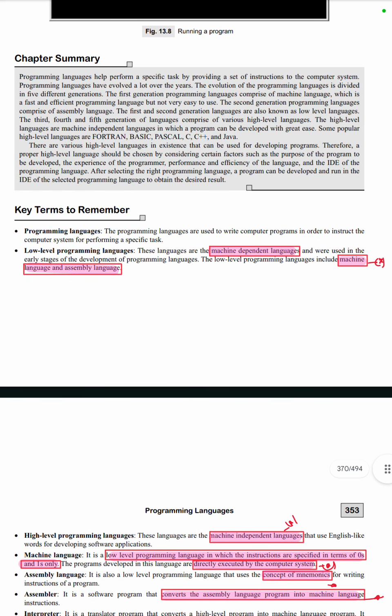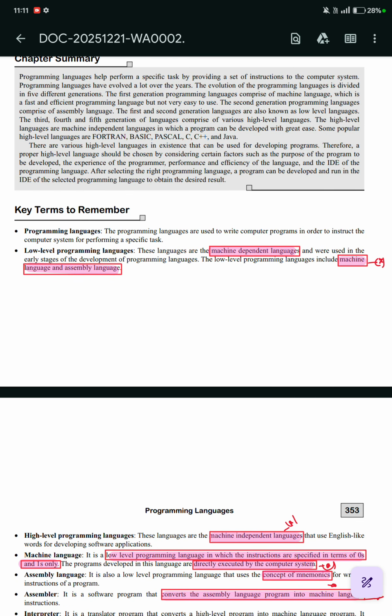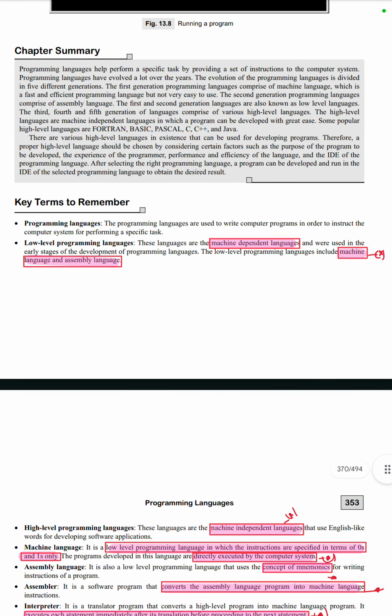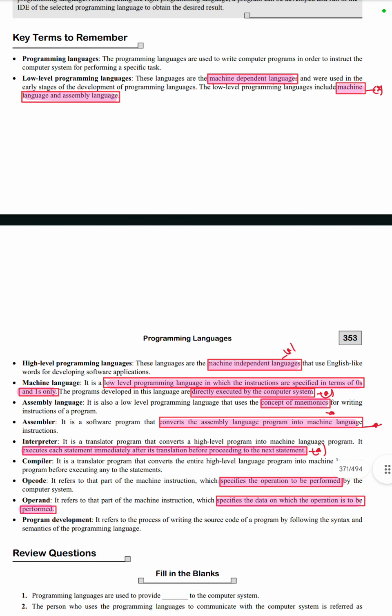Low-level programming languages are machine-dependent languages: machine language and assembly language. High level languages are machine independent languages. Machine language is a low level programming language in which instructions are specified in terms of zeros and ones only, directly executed by the computer system. Assembly language uses the concept of mnemonics and is a low level programming language. An assembler converts the assembly language into machine language.